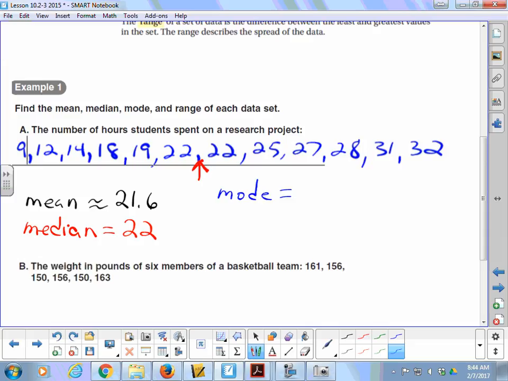Mode is the one that occurs the most often. In this set of numbers, it looks like the only one that repeats itself is 22. So the mode would be 22.